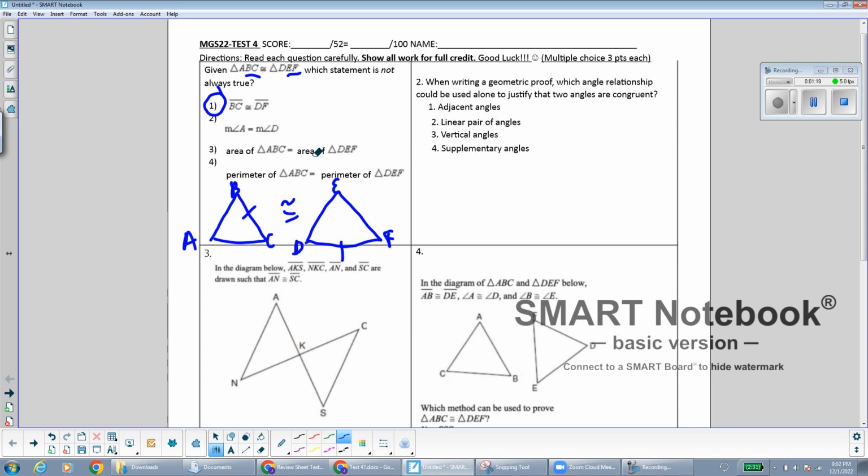When writing a proof, vertical angles alone can justify that angles are congruent to each other. Remember that vertical angles are always congruent no matter what.